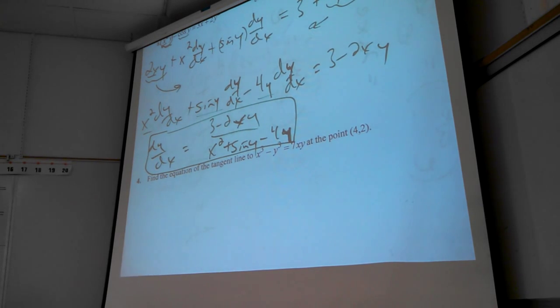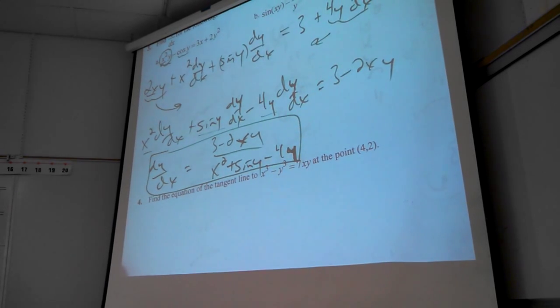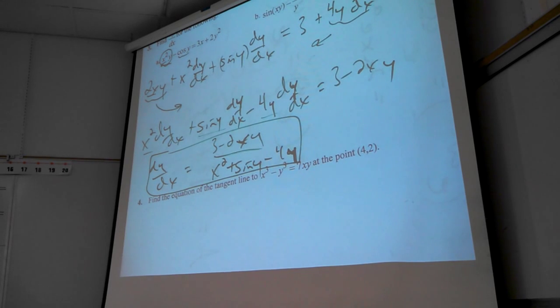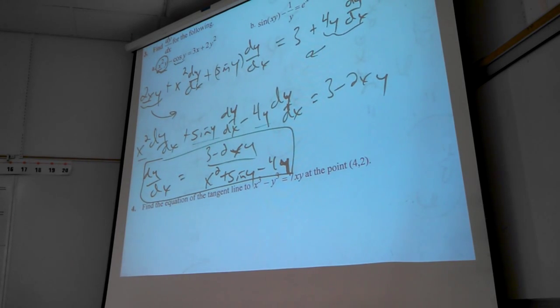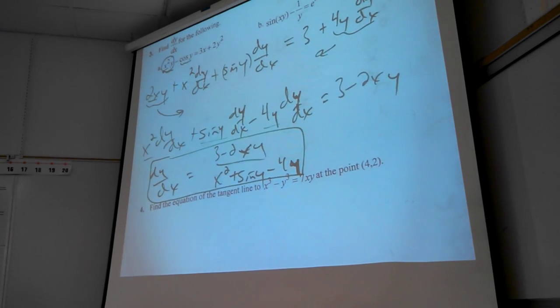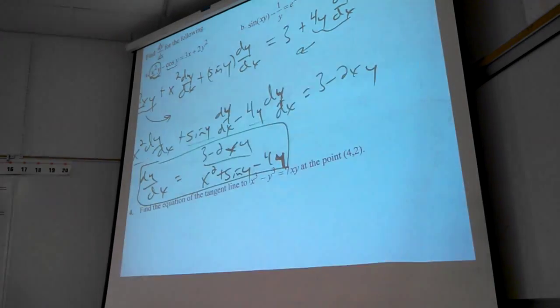Yes, ma'am. Do you only assign the dy dx to the derivative? Like, because x squared dy dx, how do you know where to put dy dx? Oh, okay. All right. So, as you're working the problem out, let's do the first step again on this problem.